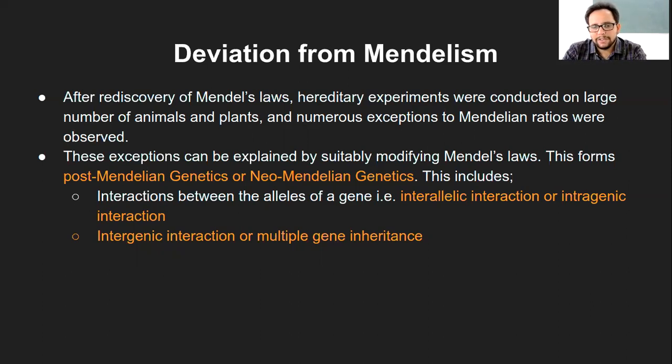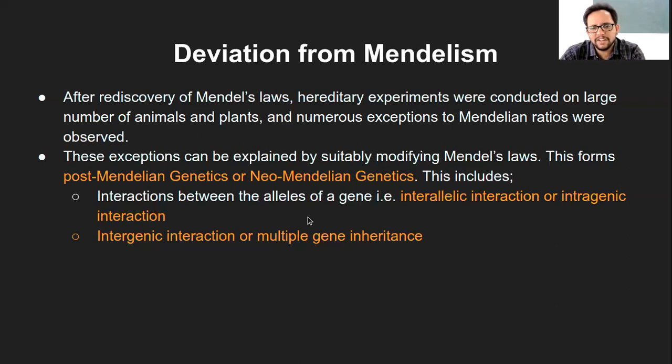that is interaction between alleles of a gene, that is how those genes or alleles interact with each other, that is interallelic interaction, or what is also called intragenic interaction. And secondly, the intergenic interaction. So intragenic and intergenic, that is within the gene itself and with another copy of the same gene. So those two interactions were considered, and based on that this post-Mendelian genetics is established.